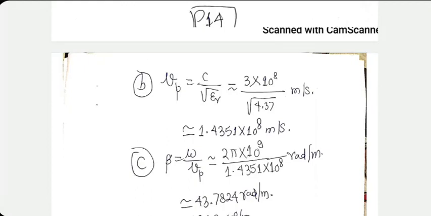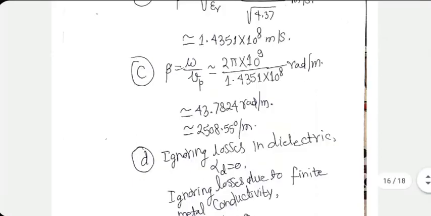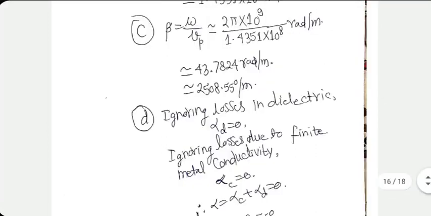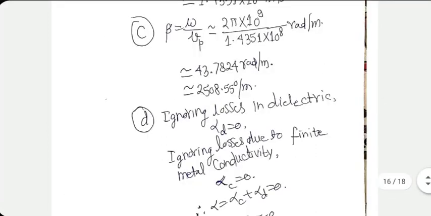Beta, let's see whether it goes up or comes down. Omega by Vp, if you do, you will find beta is higher now because of the dielectric. Dielectric introduces more phase shift per unit length compared to air. Instead of 1200 degrees that we got in the previous case, now we are getting more than 2500 degrees per meter. This number will go further if you increase epsilon R. Of course, loss we are going to ignore, so don't worry about it. Theta will be same as beta, so 2508.55 degrees in this case.